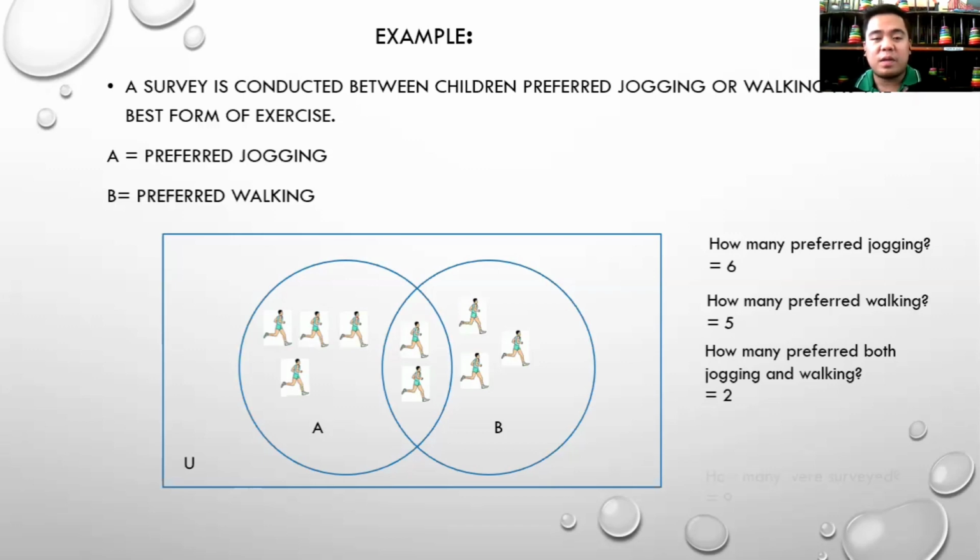Klaro. Okay? So, how many were surveyed? Of course, we have only 9. Bakit 9? Kasi itong dalawa na to, if you're going to count 1, 2, 3, 4, 5, 6, 7, 8, 9. So, 9 students lang ang sinosurvey. So, hindi nyo i-add yung 6 plus 5 plus 2 plus 8. Hindi. Because ito ay yung intersection. Meaning, they shared both. Okay?